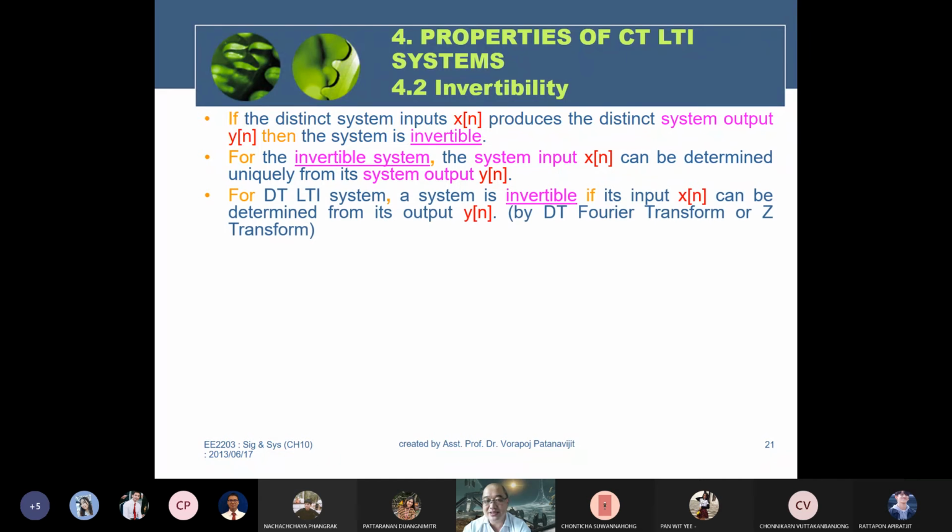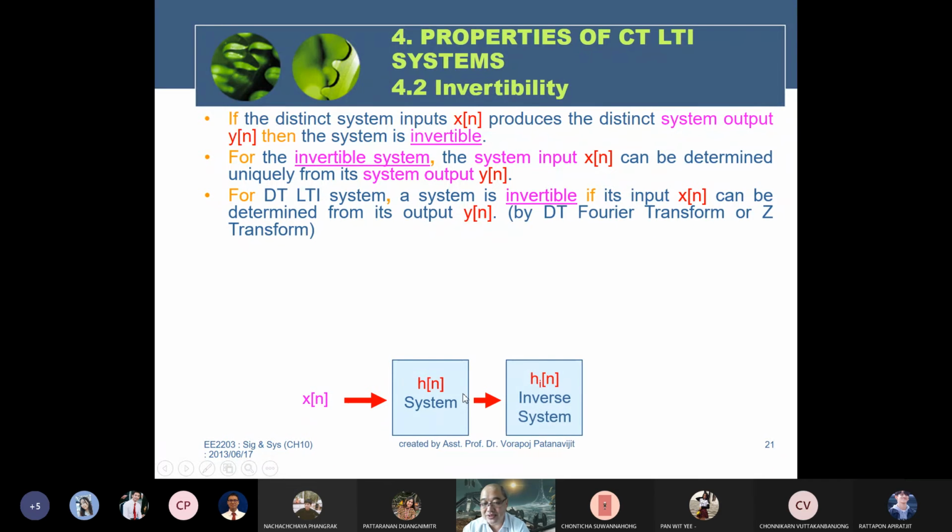And the DT-LTI system, the system is invertible if the input x[n] can be determined from the outputs. In general, we can compute this process by applying the Fourier transform or the Laplace transform. The Fourier is the discrete-time Fourier. It means you send the input to the system and you can create the inverse system that cascades with the first one and will produce the input back again.